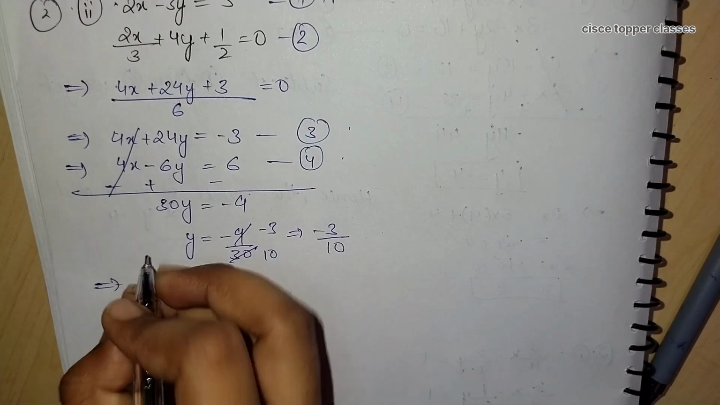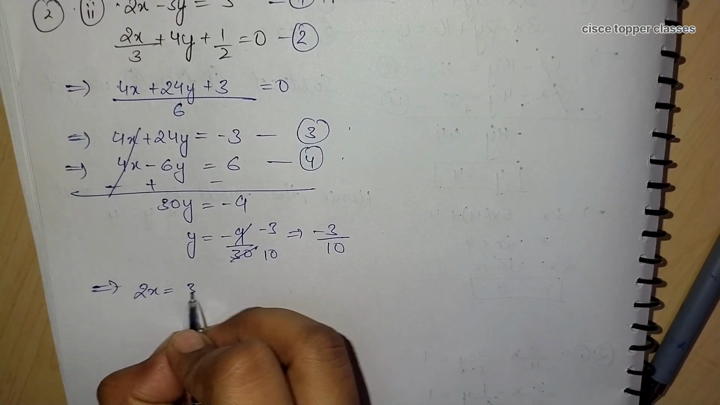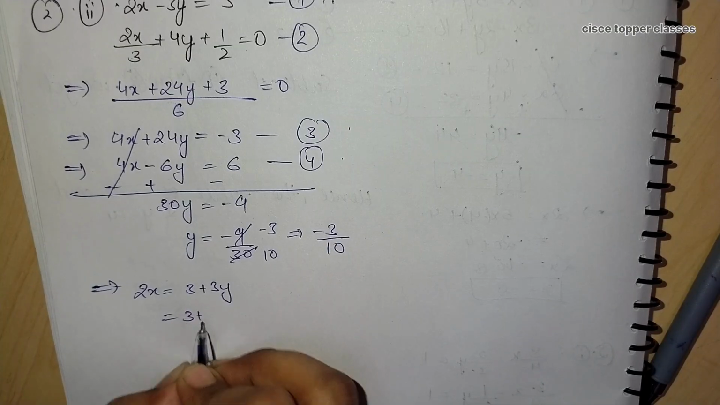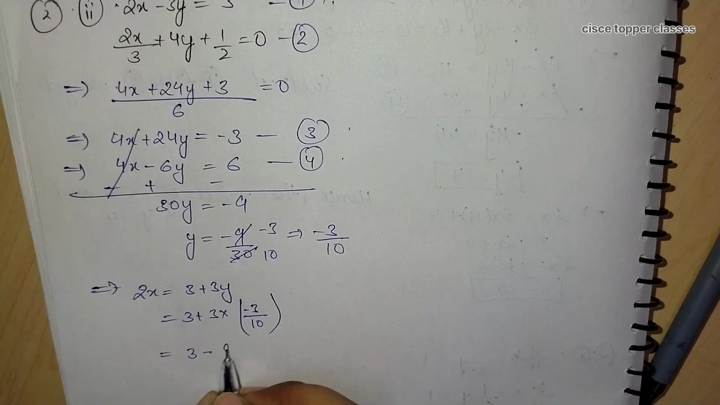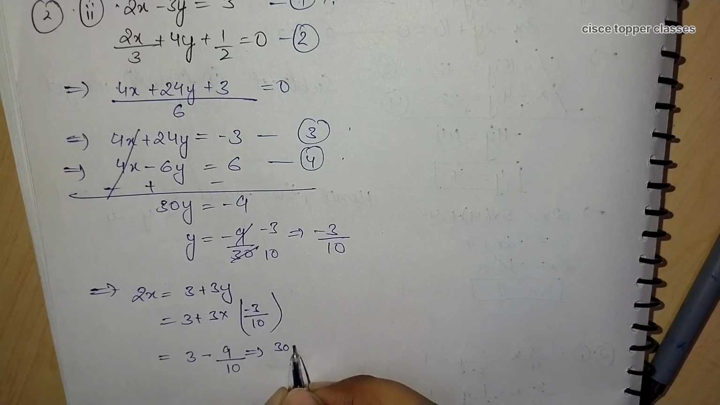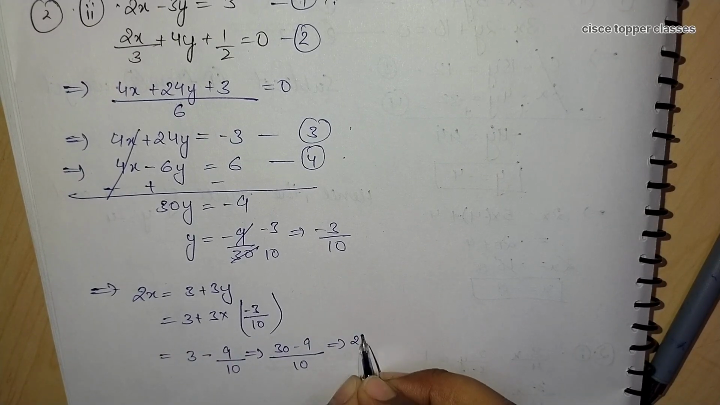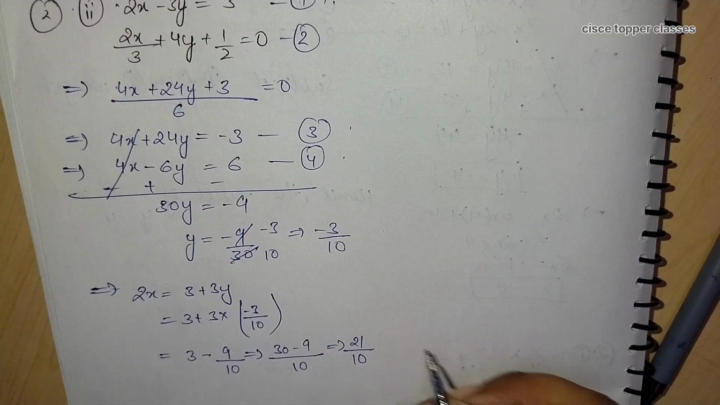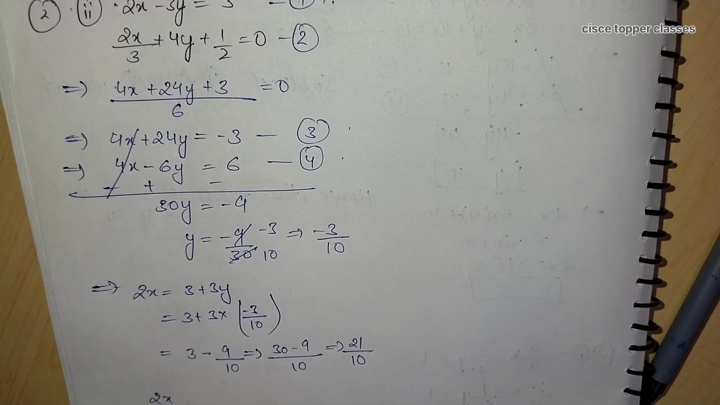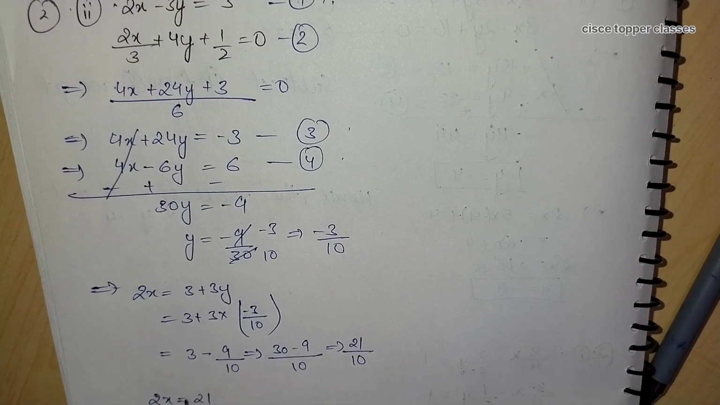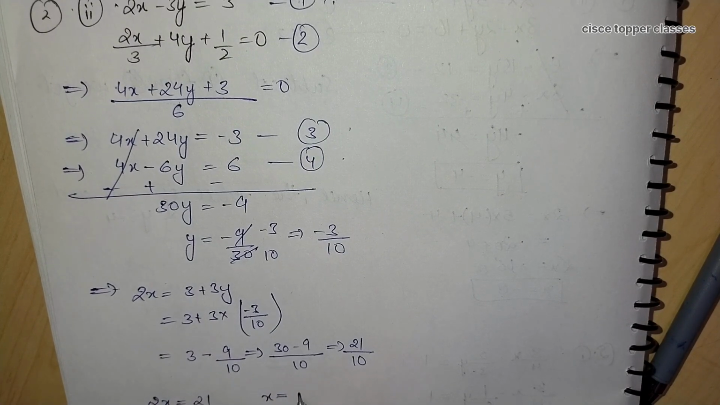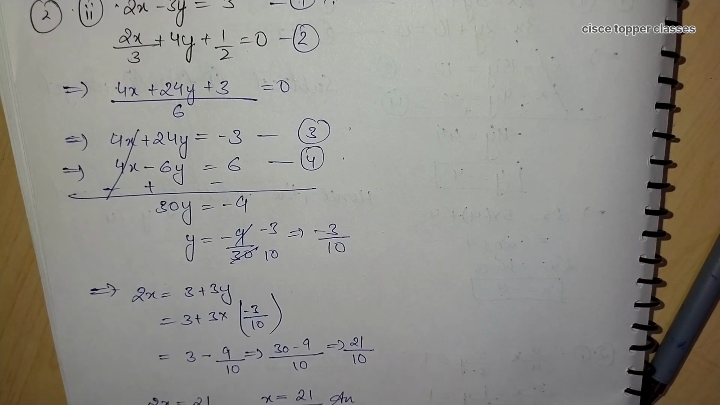So putting it in the first equation we will get 2x is equal to 3 plus 3y. Here, 3 plus 3 into minus 3 by 10. So here 3 minus 9 by 10. So 30 minus 9 divided by 10 is equal to 21 by 10 here. So now we can write 2x is equal to 21 by 10. So we can multiply here with 1 by 2. Cancelling it, we will get x is equal to 21 by 20 as the answer in this question.